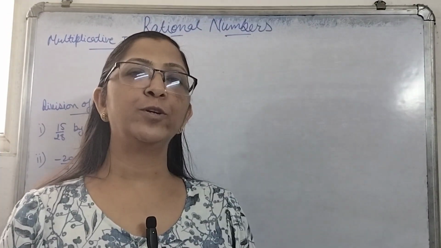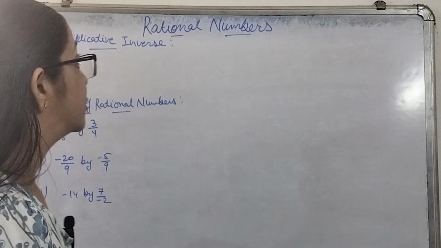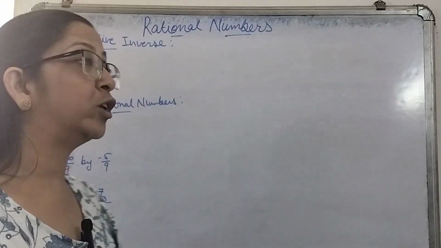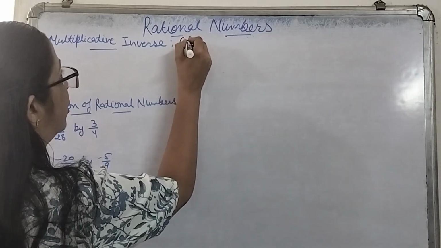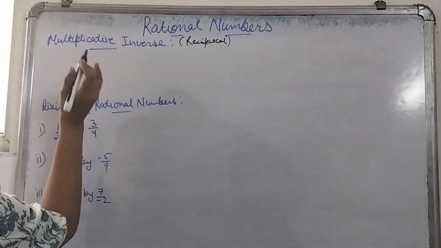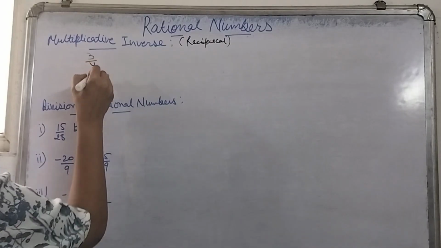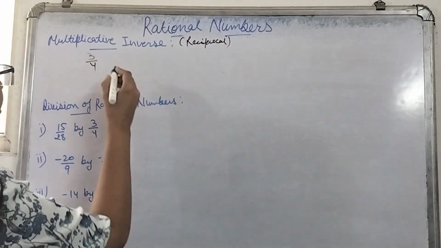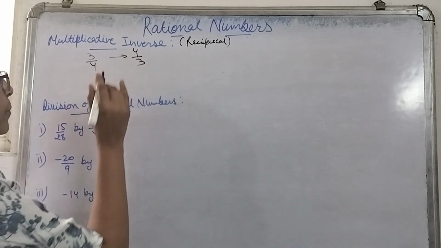Now let's understand what is multiplicative inverse. So we have already learned that the multiplicative inverse is basically the reciprocal of the number. It is simply your reciprocal. So how to find it out? Suppose your given number is say 3 upon 4. So what will be the multiplicative inverse of 3 upon 4? It will be your 4 upon 3.